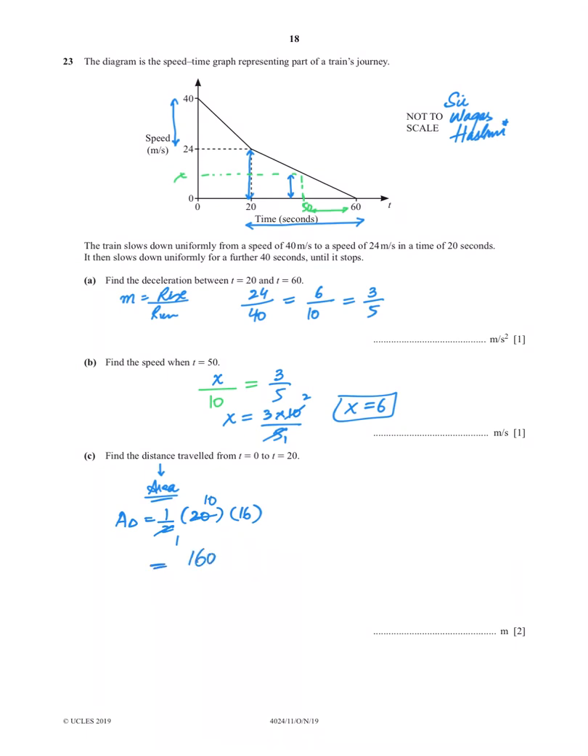Now I will apply the working formula for the area of a rectangle. The area of the rectangle is 20 multiplied by 24. So it will be equal to 480. Alright, so the total distance will be 480 plus 160, which gives you the value of 640, and that is your answer.